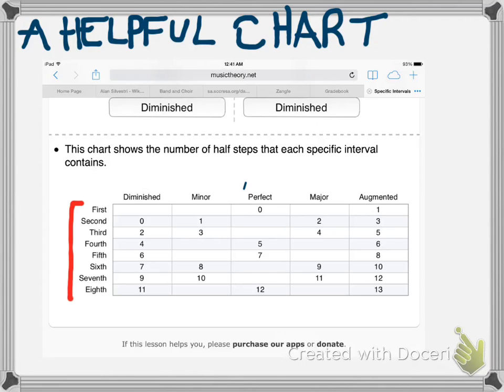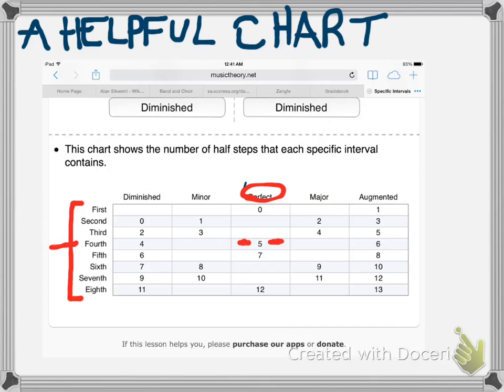Here are the steps for each interval. So if you want to know how many half steps are in a perfect fourth, then you would find the fourth and look at perfect, and it shows you how many half steps. There's 5. And that chart is in the packet I filled out.